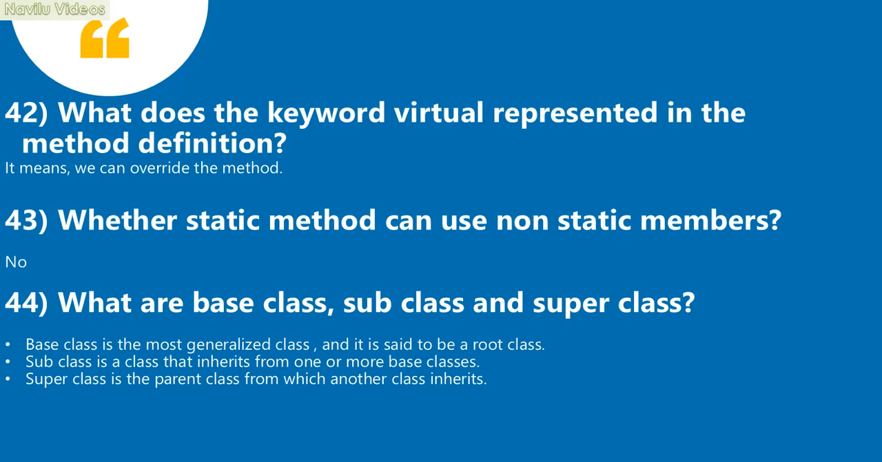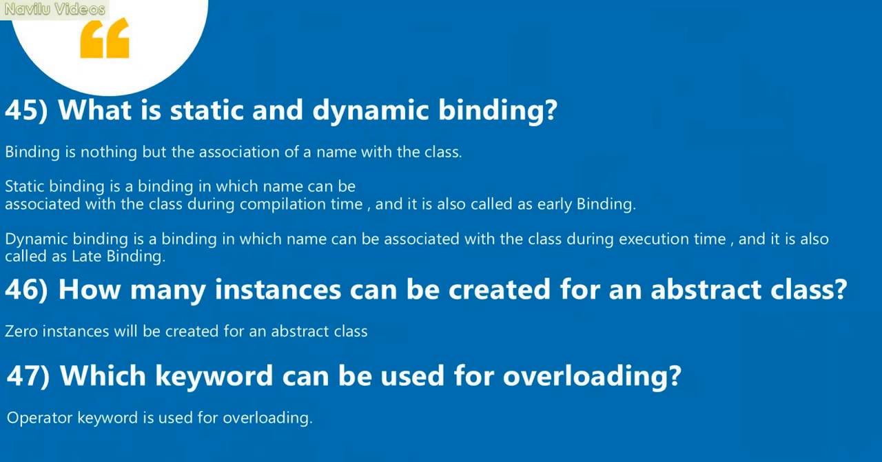45. What is static and dynamic binding? Binding is nothing but the association of a name with the class. Static binding is a binding in which a name can be associated with the class during compilation time, and it is also called early binding. Dynamic binding is a binding in which a name can be associated with the class during execution time, and it is also called late binding.